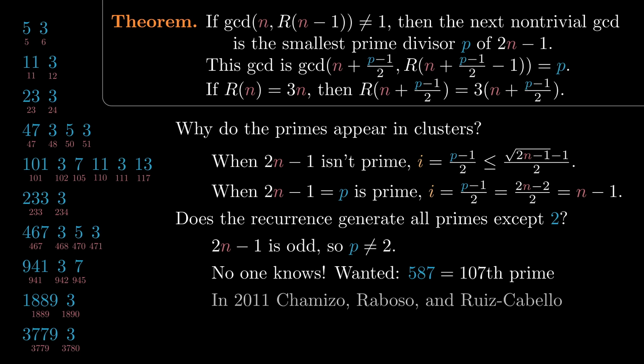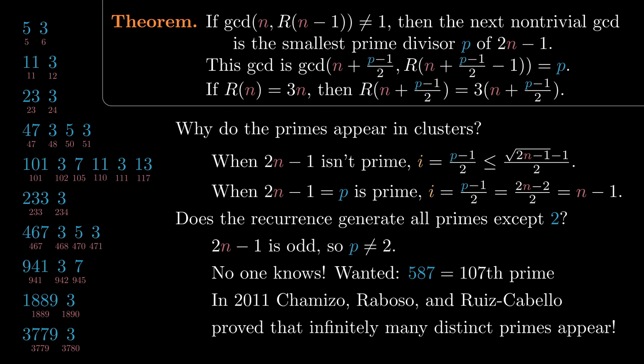In 2011, Chamizo, Raboso, and Ruiz-Cabello made some progress by proving that infinitely many distinct primes do appear.